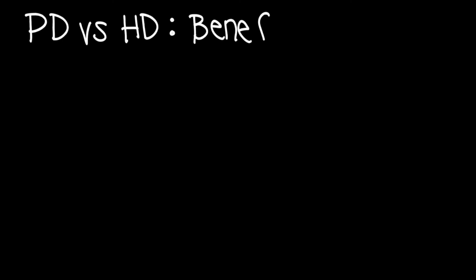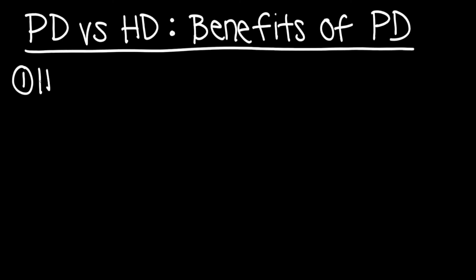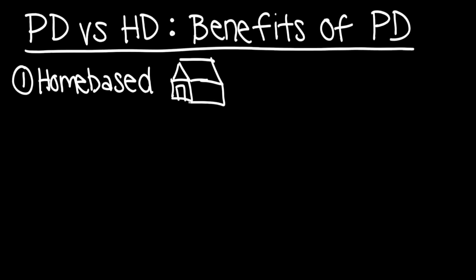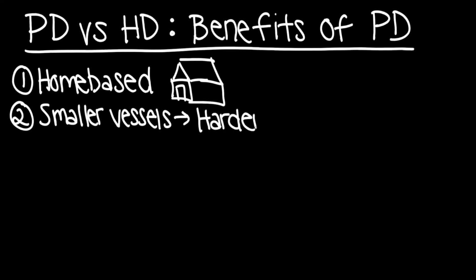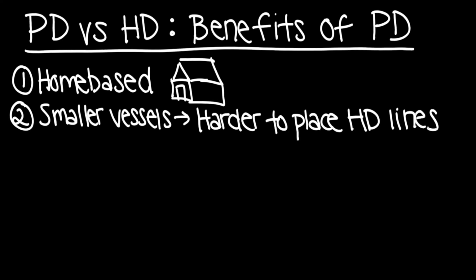Now we're going to talk about peritoneal dialysis versus hemodialysis, and specifically the benefits of PD. First, peritoneal dialysis is a treatment that can be done in the home, while hemodialysis has to be performed in a dialysis center. Home-based treatments are often much more convenient for children and families because they're just less disruptive to their schedules. Second, since children have small vessels, it's sometimes much harder to place large bore HD lines, which is something you don't have to worry about in PD.